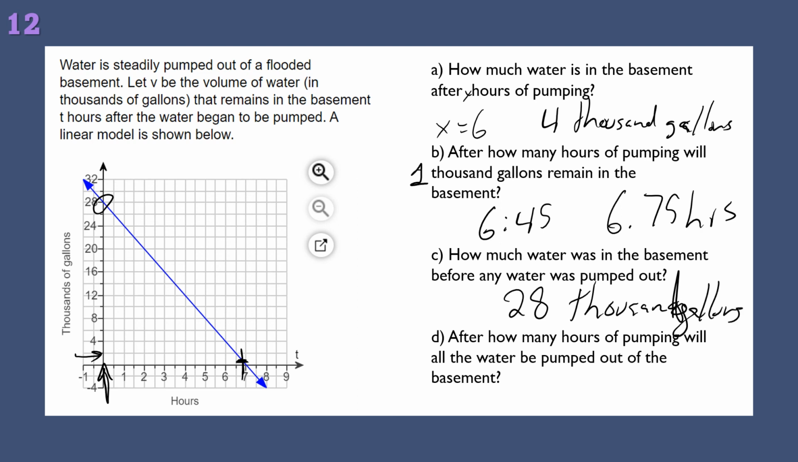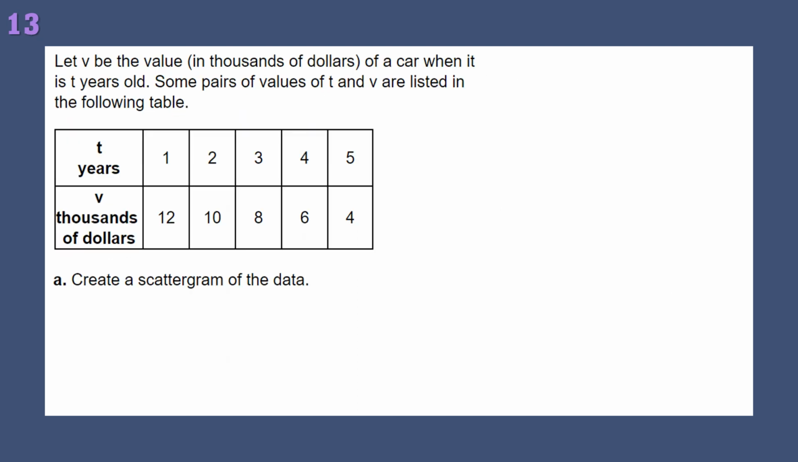After how many hours of pumping will the water be pumped out? So when do we get to 0? And it looks like after 7 hours will be empty. Maybe not dry, but definitely empty.